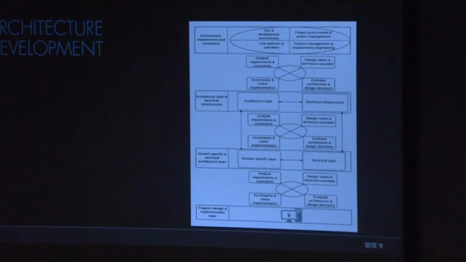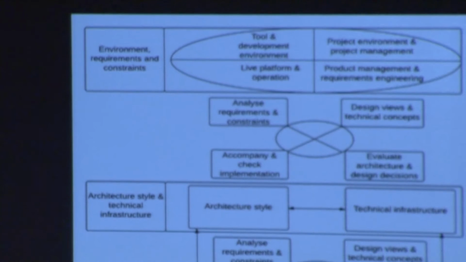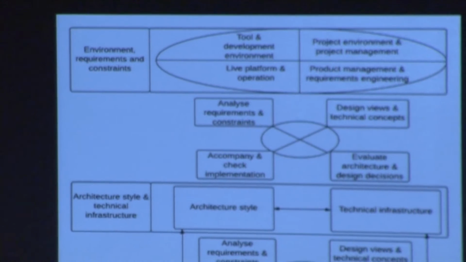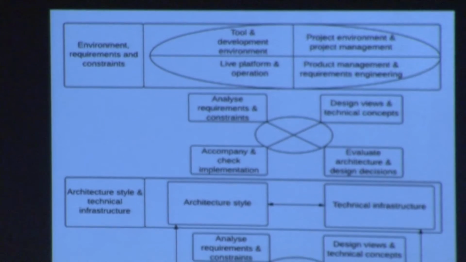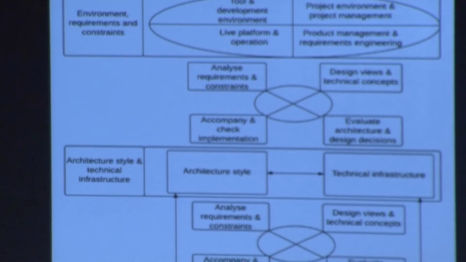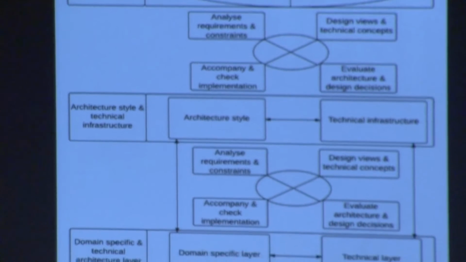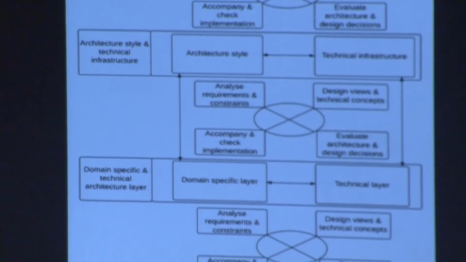Okay, yes, it's too small. Yes, but this is the same I told you right now. At the top you have the 4 layers. At the top there's the environmental, then you have this architecture layer, this architecture styles, then the domain layer, and then the implementation layer. And you always do this iterative incrementally.